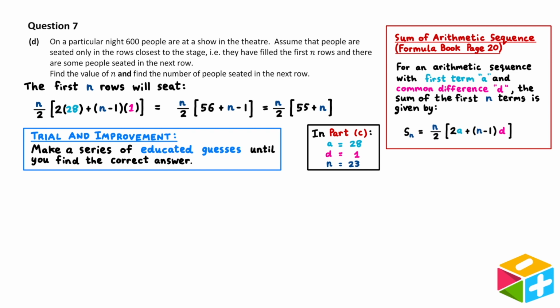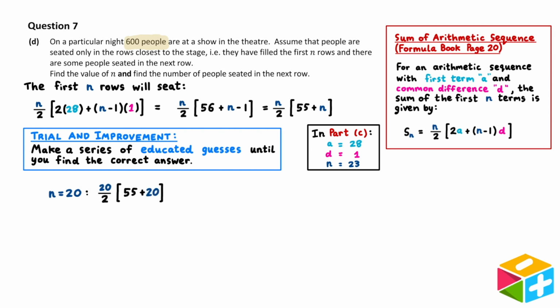This lends itself nicely to the trial and improvement method. Here, we'll make a series of educated guesses until we find the correct answer. We need to find the number of rows to seat 600 people, so we can sub in different values of n until we get close to this target of 600. As a first guess, I'll try n equal to 20.